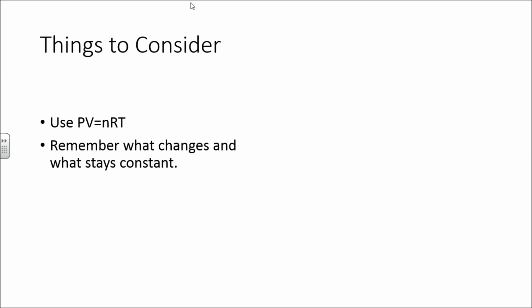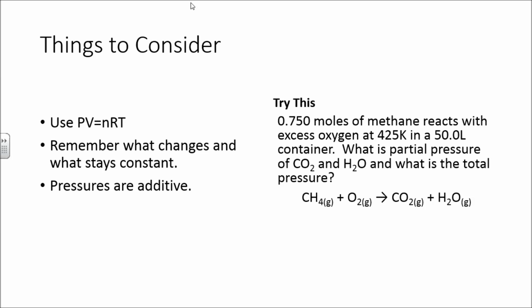So what are some things to think about here? Well, we use PV equals nRT. It's the best equation of state we have. Try to remember what changes and what stays constant when you're looking at these problems. And remember that these pressures are additive, so that the total pressure is equal to the sum of the individual pressures. So with that in mind, let's try this.